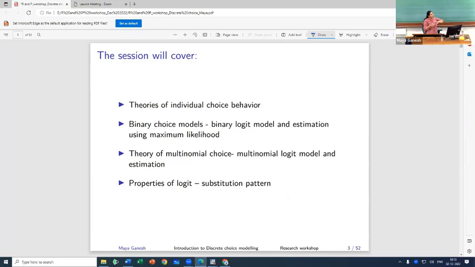We will also briefly discuss what other kinds of models are available, why we are discussing the logit model, what assumptions the logit model makes, and if those assumptions are not satisfied, what other options are available to me in terms of modeling. We will briefly discuss that.